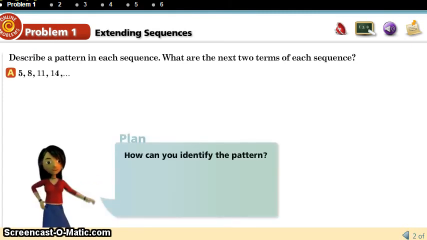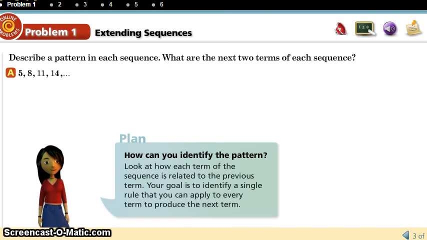How can you identify the pattern? Okay, so this is part A, and she was going to read to you what the sequence is, but you can see that it's 5, 8, 11, and 14. And the question she has here is, how can you identify the pattern for this sequence? What are some different ways to do that?